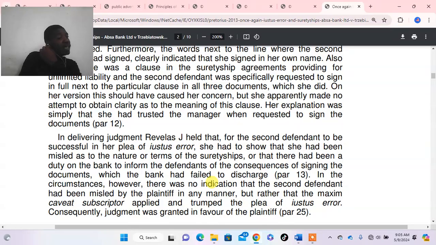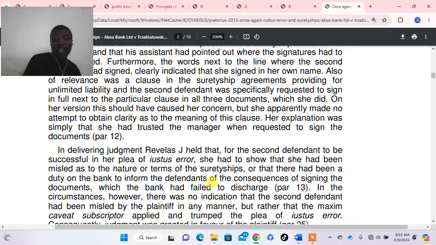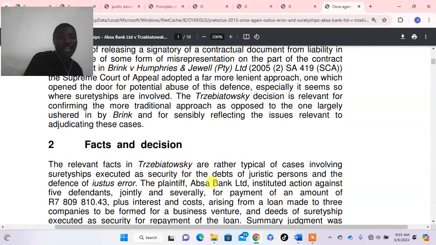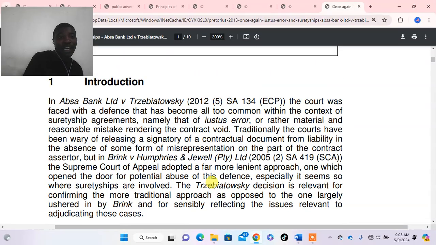So I won't read much about this case. If you want to know about this case, you go and read it. I've already told you the case: it is Absa Bank versus Trebertwaski, which you must go and read to understand the iustus error doctrine. However, I told you I can give you these documents, but nothing for the national anthem.